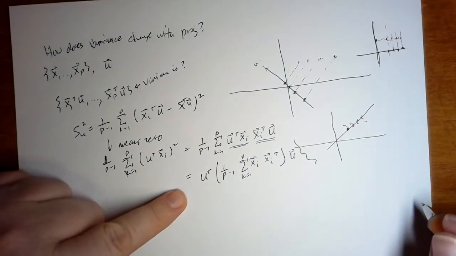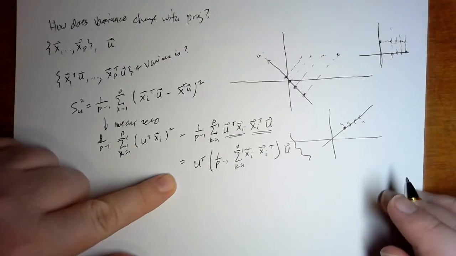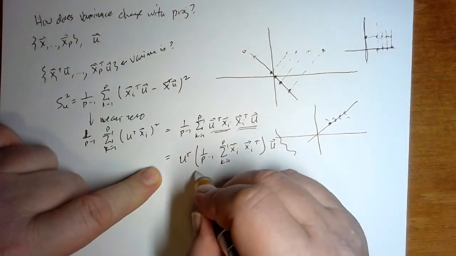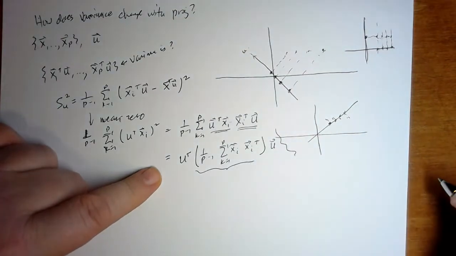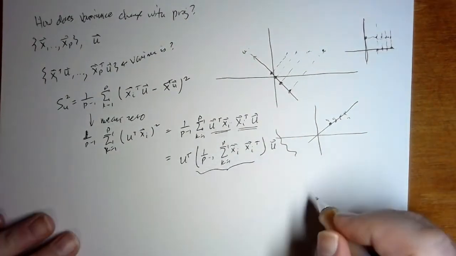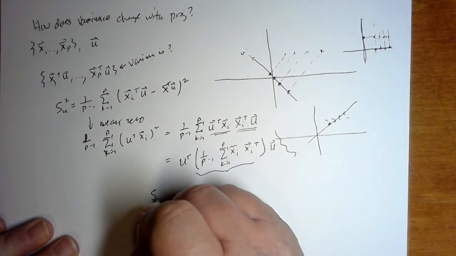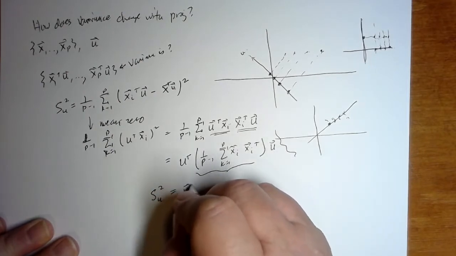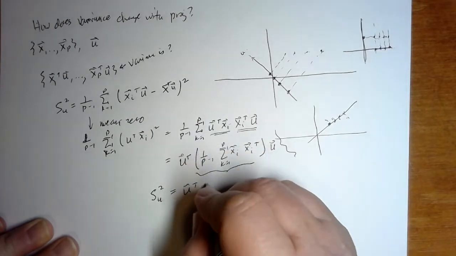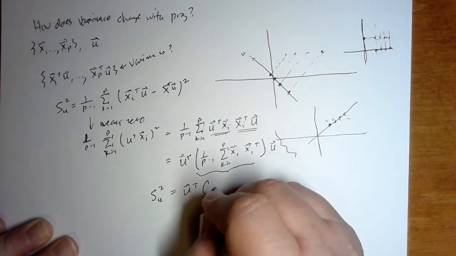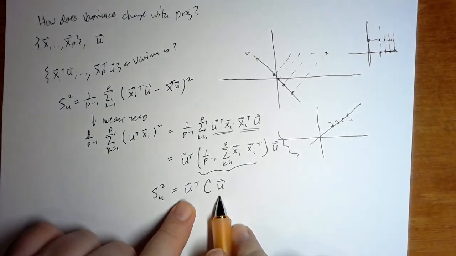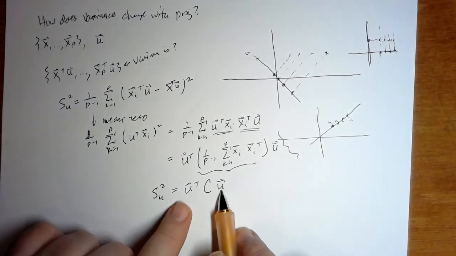This is a very interesting expression. Why? Do you see it? What is this thing right here? That is the covariance matrix. So what we're saying is that the variance of my data projected to U is equal to U transpose times the covariance matrix C times U. Just double check, make sure that this is the right thing here. U is a vector in Rn.